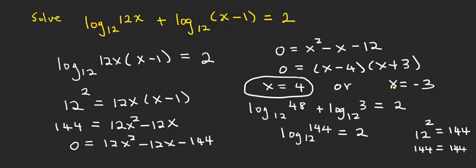What about x equals negative 3? When you plug in negative 3 over here, what do you get? You get negative 36. And you cannot have a negative number inside a log. It has to be positive. So you automatically know that that is an extraneous solution. So we only have one solution, x equals 4. Oh, and of course, when you graph these two, they're going to intersect when x equals 4.